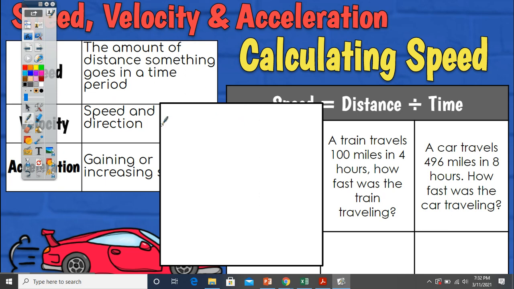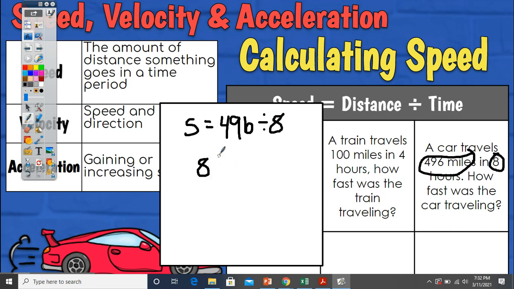It says a car travels 496 miles in 8 hours. So we have our distance, which is 496, and our time, which is 8. So this one is going to be S, speed equals distance, 496 divided by 8. So this one I am going to use long division because I can't do this one in my head.